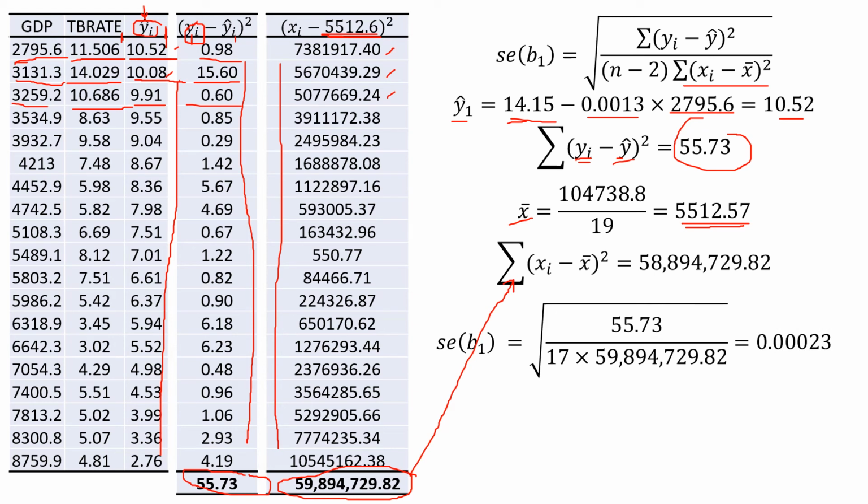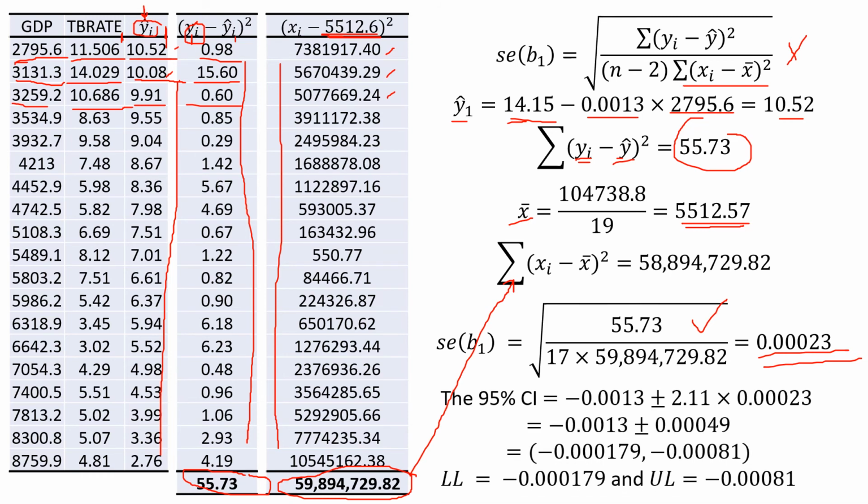Substituting all these values in this formula here, we get this result here. And the answer, the standard error, is 0.0023. So that is the standard error. Having computed the standard error, and having got the t-value, we can now compute the confidence interval. The 95% confidence interval is simply given by B1, which is negative 0.0013, which we computed, plus or minus the t-value times the standard error of B1.